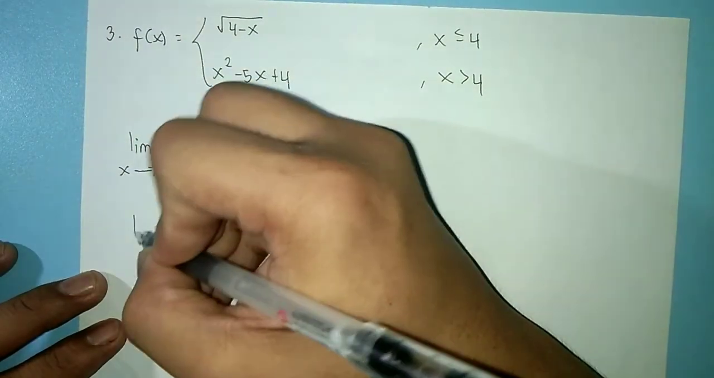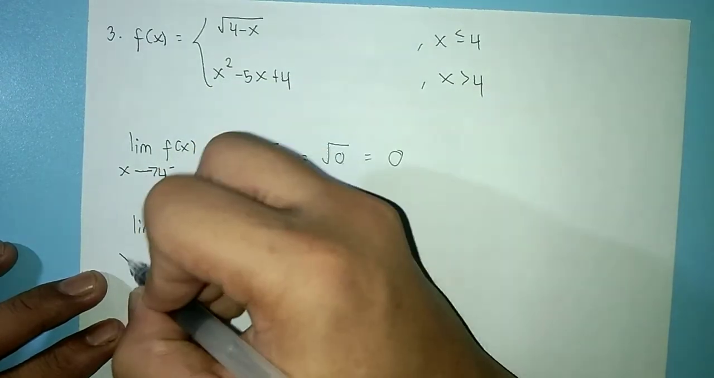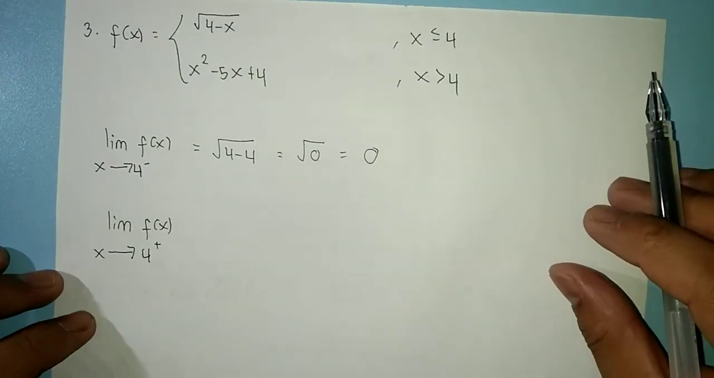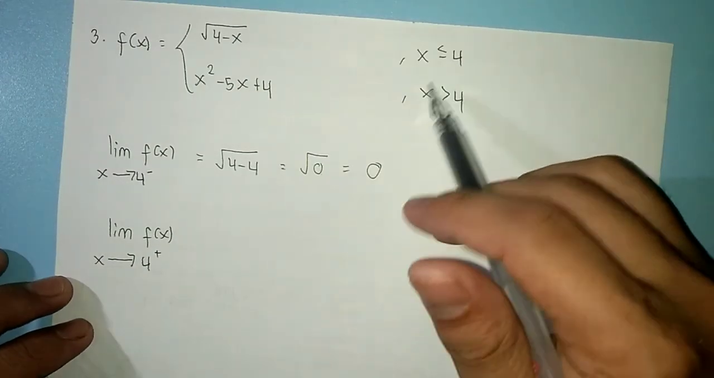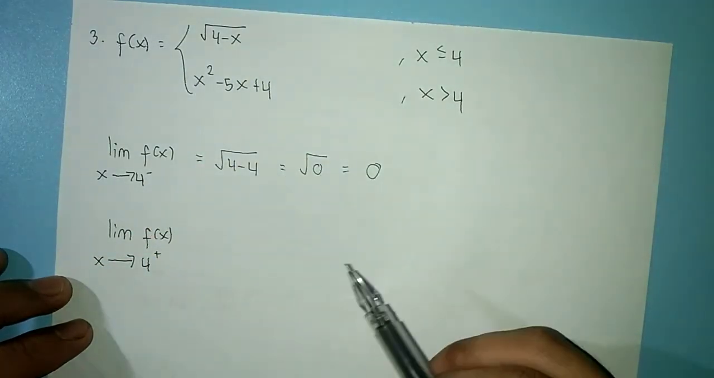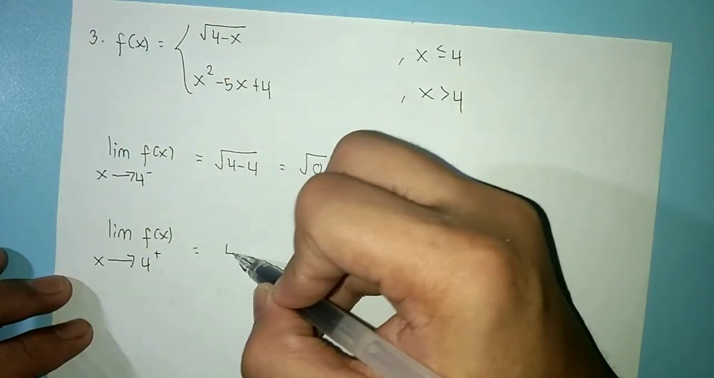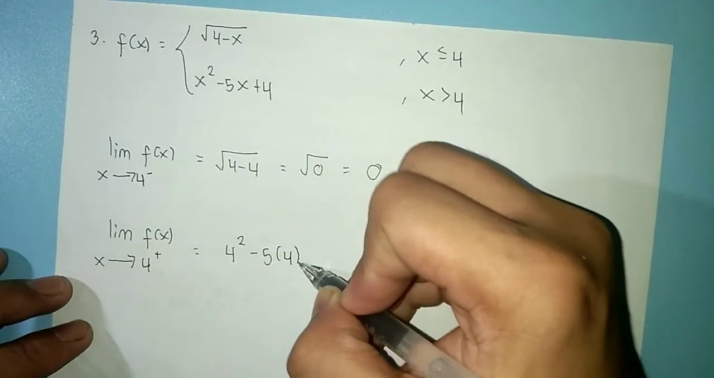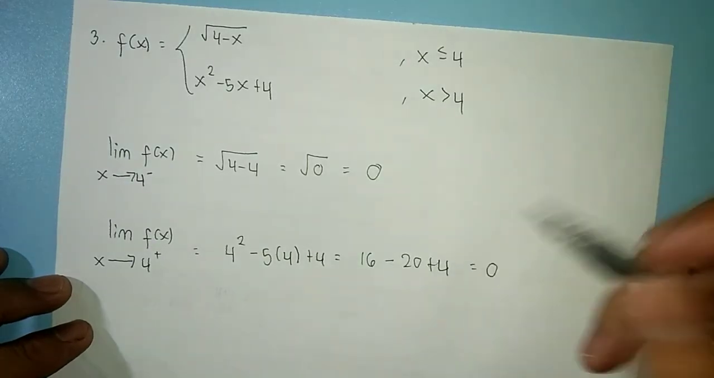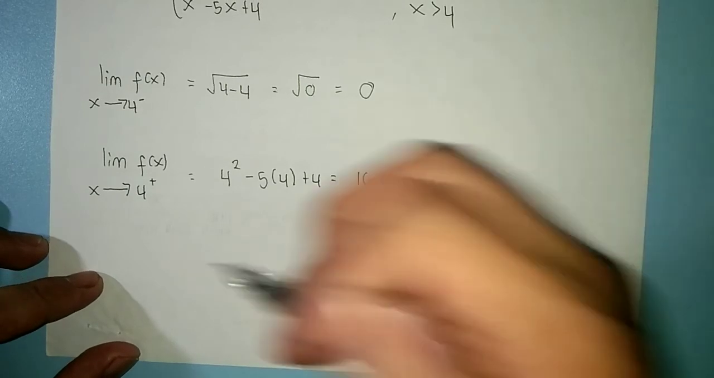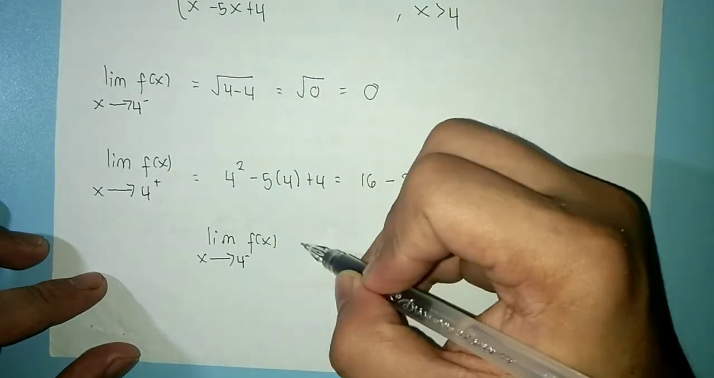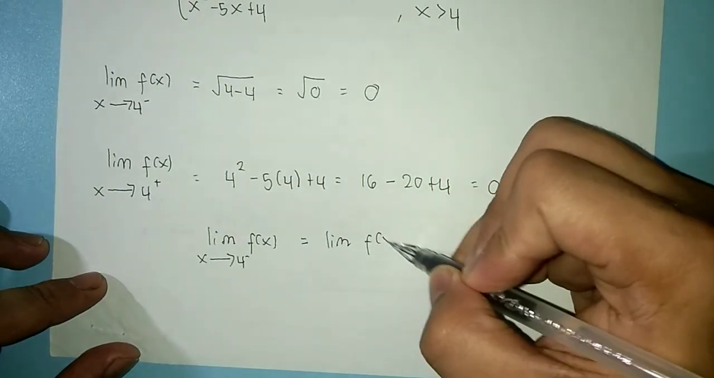Then yung right-hand limit naman, 4 from the right. So, mga values na nasa right side ng 4 ay mga greater than 4. So, ito yon. So, ang gagamitin natin ito. And since quadratic ito, pwede tayong mag-direct substitution. So, this will be 4 squared minus 5 times 4 plus 4. So, this is 16 minus 20 plus 4. And this is 0. Okay, so kung mapapansin nyo, yung left-hand limit ng f of x is equal to the right-hand limit.